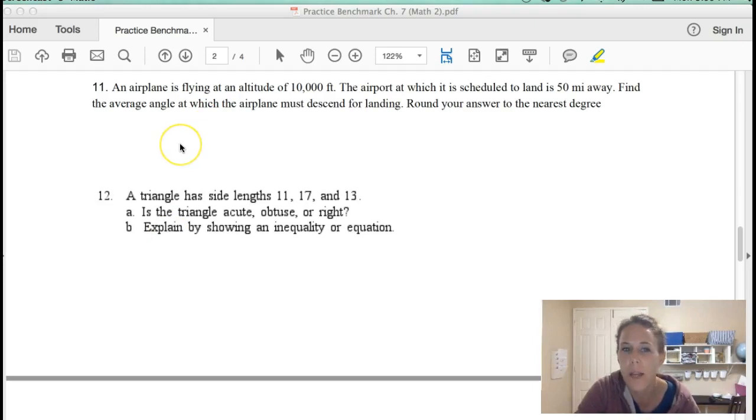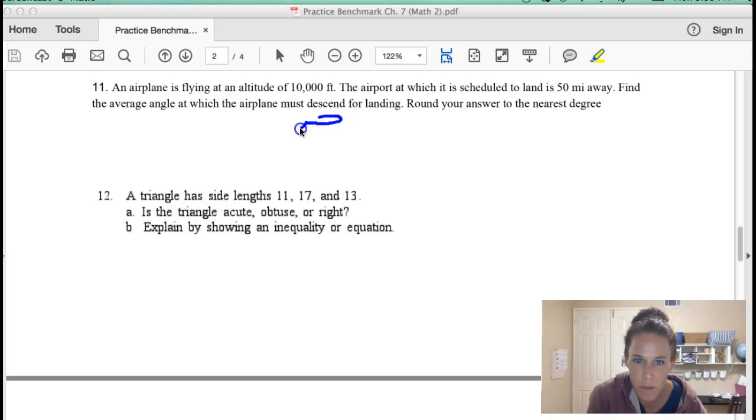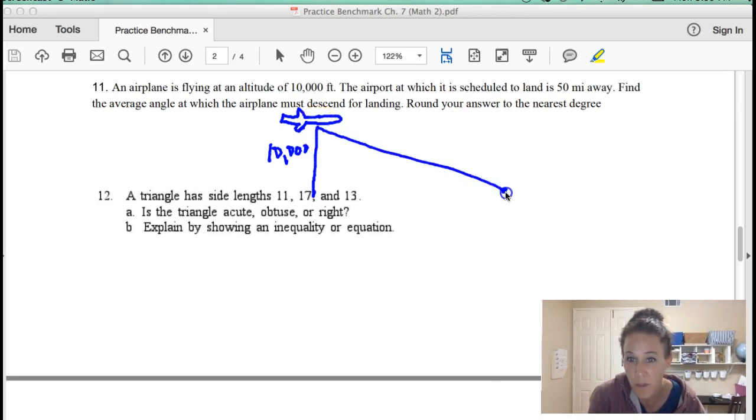Okay, so number 11 says an airplane is flying at an altitude of 10,000 feet. So I always like to do a drawing here. We're going to have an airplane and it is flying. Here's my wings. Here's my little airplane. It's flying at an altitude of 10,000 feet. And then it's scheduled to land at an airport that's 50 miles away. So let's say this airport's here. Let's say that airport is 50 miles away.